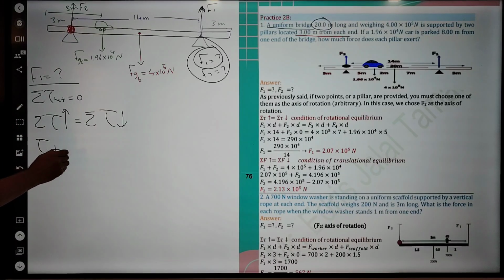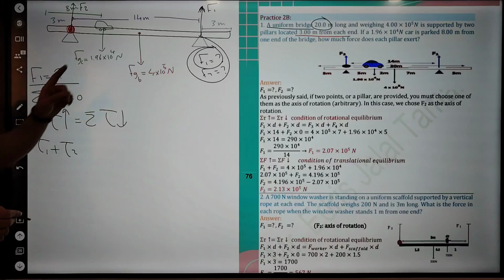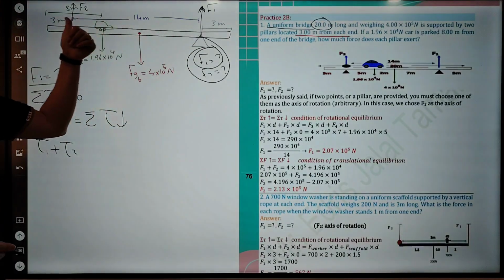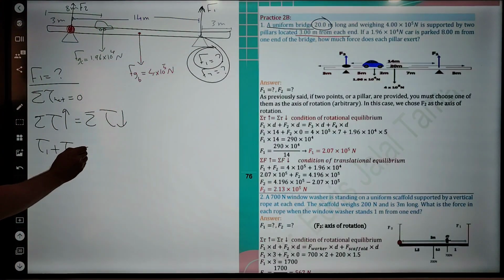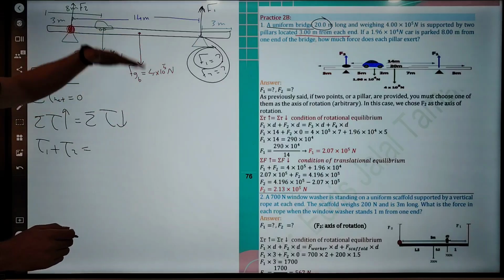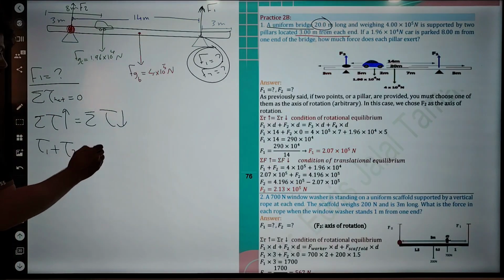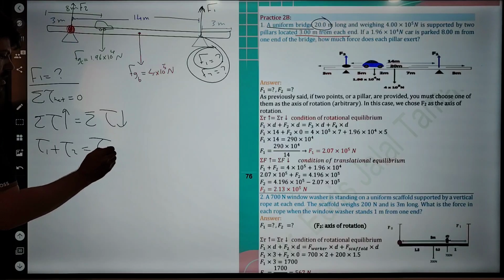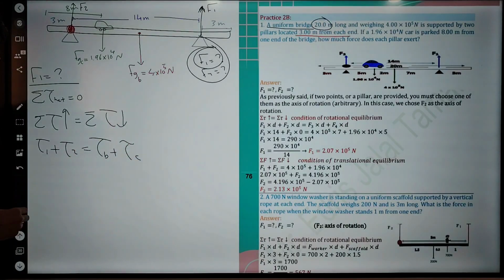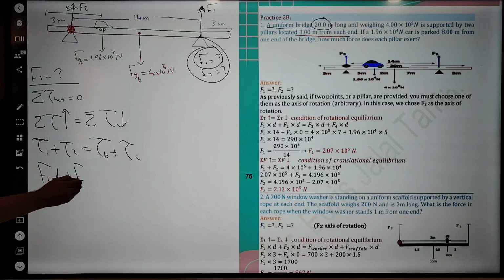Torque number 1, torque number 2. It means that the torque of the first pillar and the torque of the second pillar is equal to the downward torque. It means that the torque of the bridge plus the torque of the car. Okay? According to the equation, torque is equal to what? Torque number 1 is equal to F1 D1. Torque number 2, F2 D2.